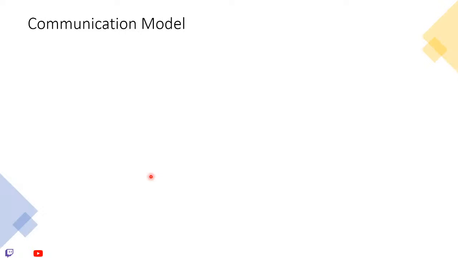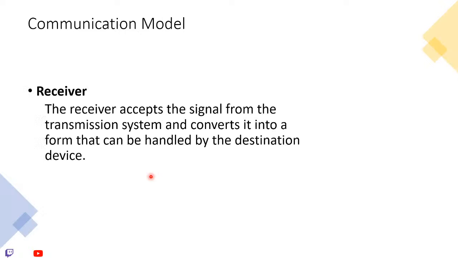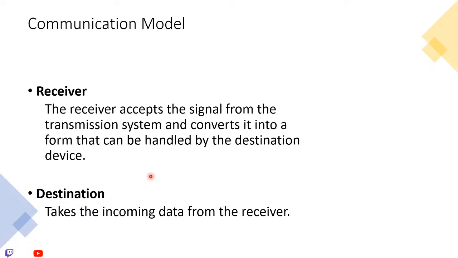So the receiver accepts the signal from the transmission system and converts it into a form that can be handled by the destination device. The destination takes the incoming data from the receiver and acknowledges it.